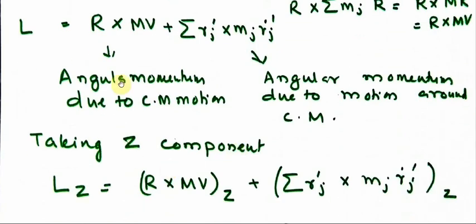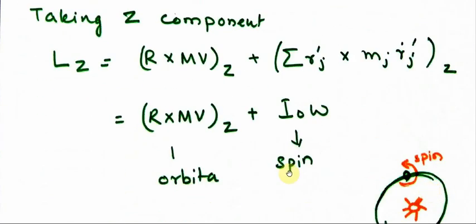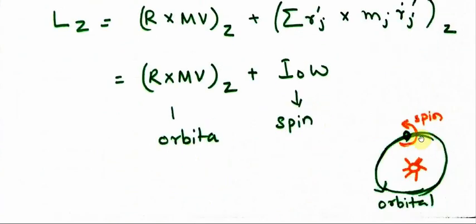Now taking the z component of this: the z component of r cross mv plus the z component of the sum of rj prime cross mj rj prime dot. So this will correspond to the orbital motion, and this will correspond to the spin motion. An object is moving like this, it is spinning. This spin motion corresponds to I0 omega. This corresponds to the orbital motion, the motion with which it is moving around an orbit.